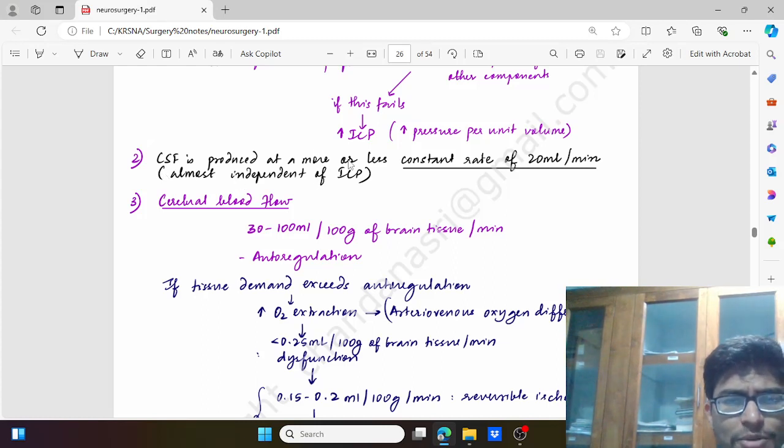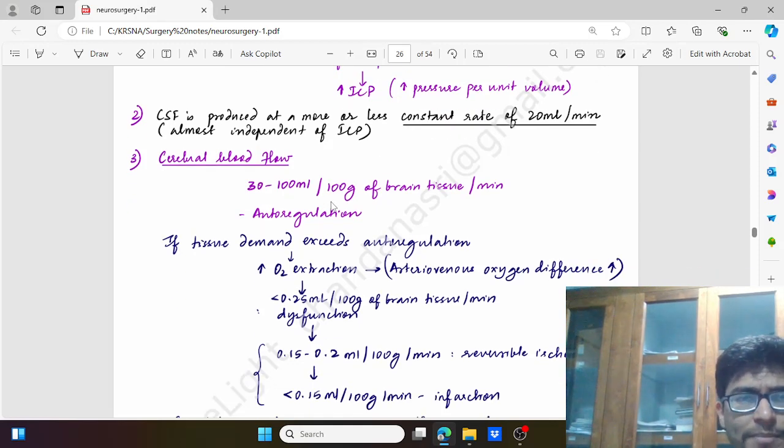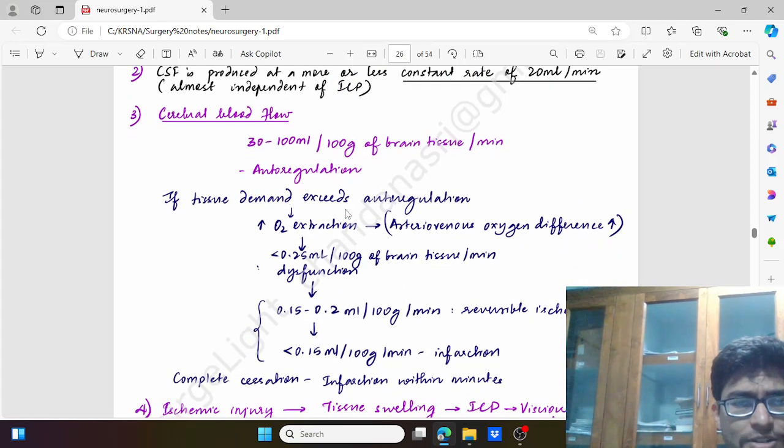CSF is produced at a constant rate of around 20 ml per minute, which is independent of the ICP. So it keeps on producing. And cerebral blood flow, which is around 30 to 100 ml per 100 gram of brain tissue per minute, is autoregulated. So what happens if the tissue demands exceed, meaning if more oxygen is needed, then oxygen extraction increases, that is, the arteriovenous oxygen difference increases.